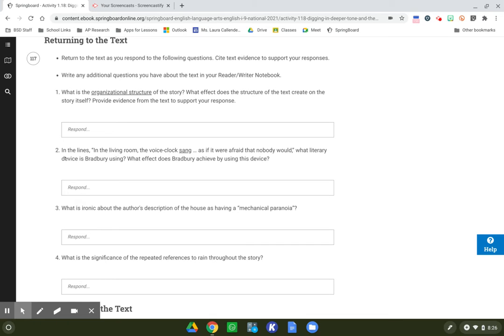All right, look at number 2. In the lines, in the living room, the voice clock sang as if it were afraid that nobody would.